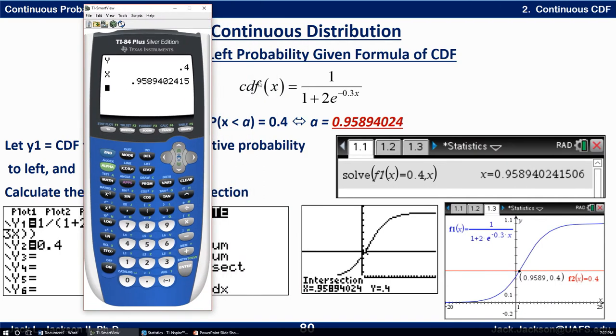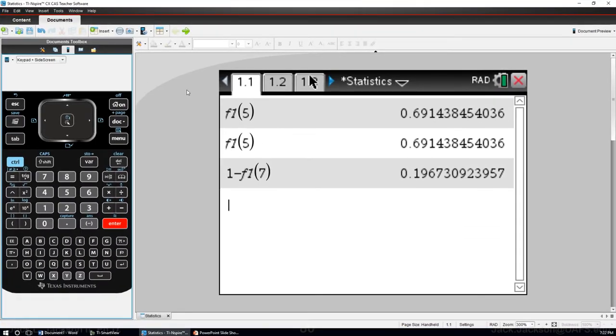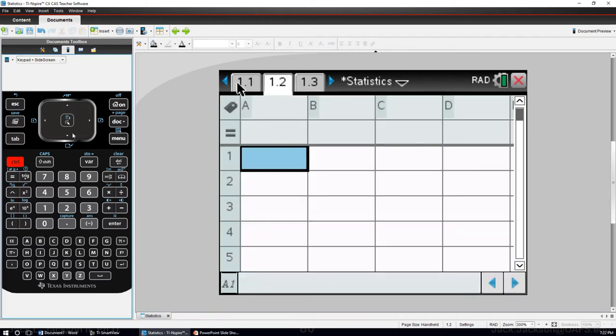Now, on the nspire, we have actually a couple of ways we can do this. One way is, let's pull this up here. So I have my formula in as F1. There are a couple of ways you can get that formula in. Let me show you one way I can do it. One way, I can go to the graphing window, which is over here in 1.3.